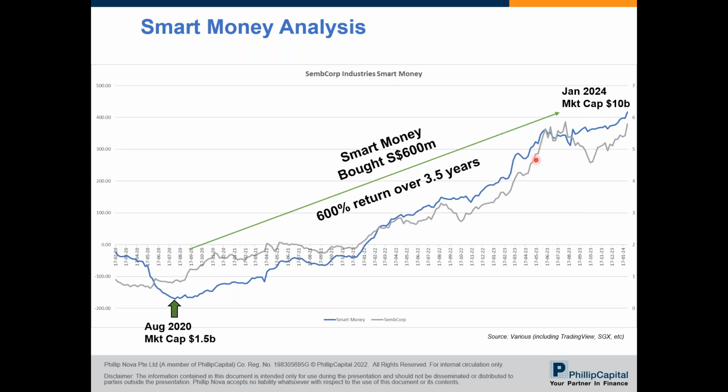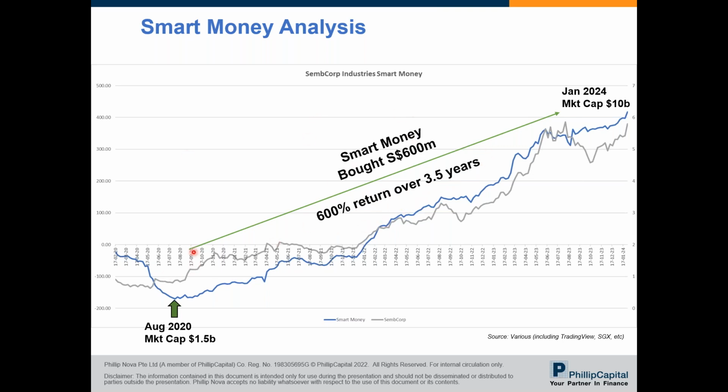investing in, right? So from August 2020 until recently, January 2024, smart money has bought about 600 million worth of Sembcorp Industries, right? So if an investor were to follow the smart money back in August 2020 and buy and hold until now, he would have gained a return of 600% over 3.5 years, right?